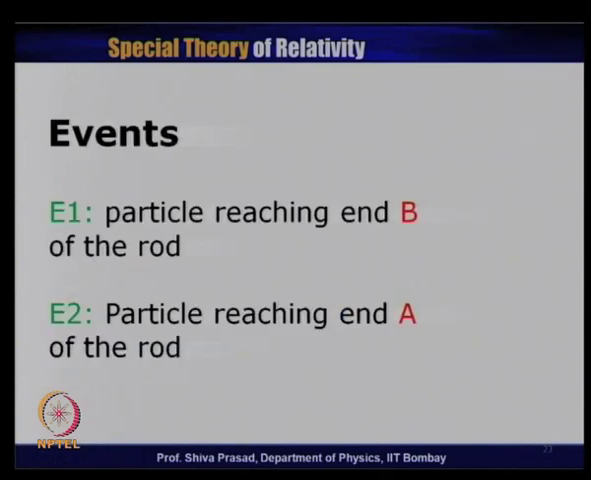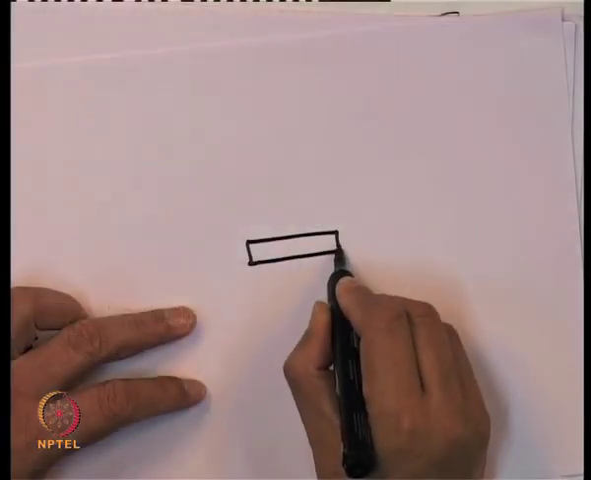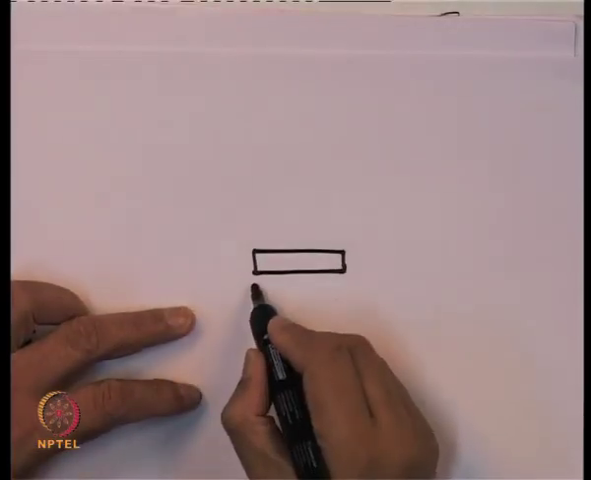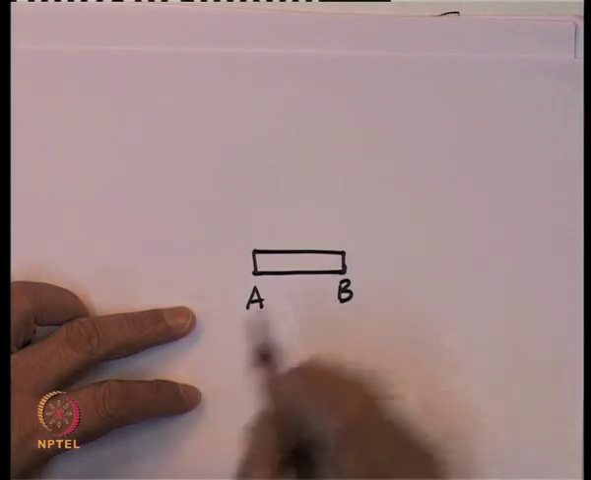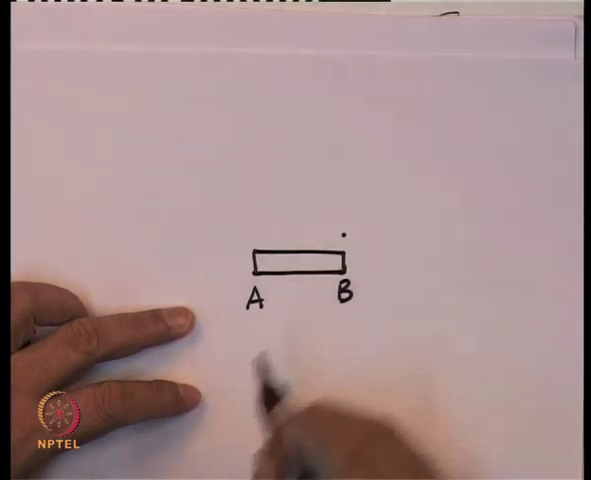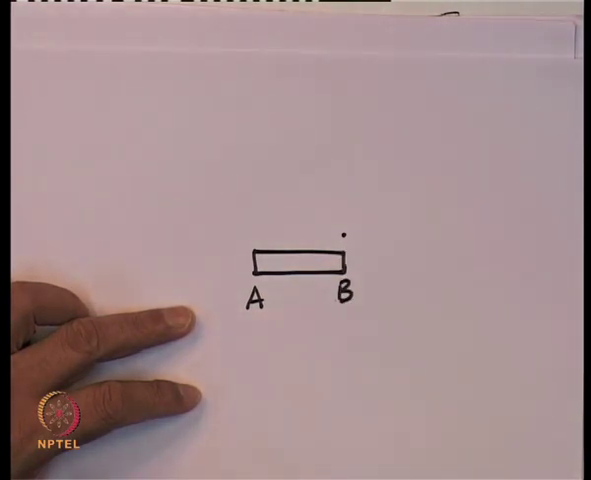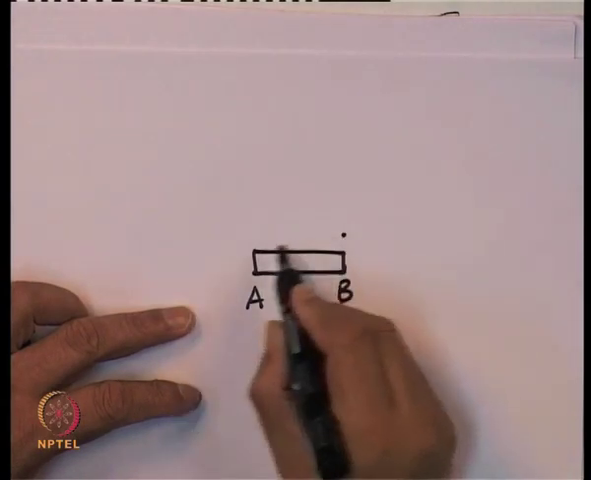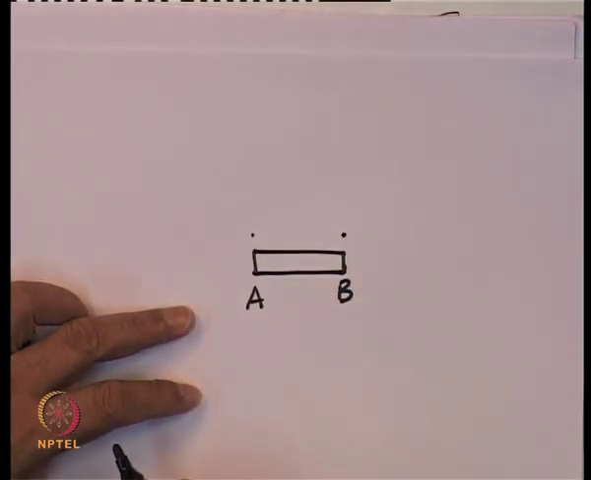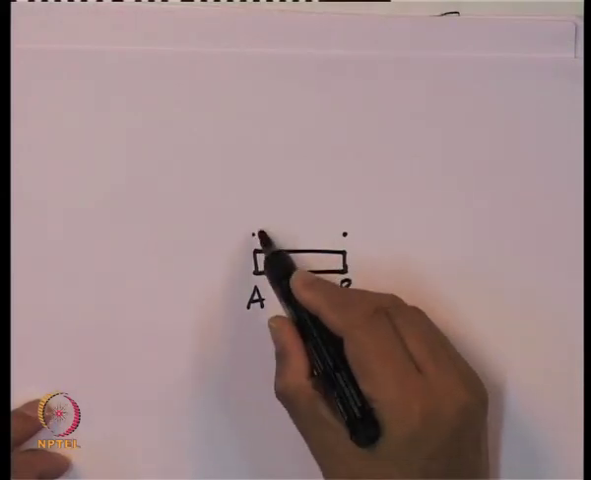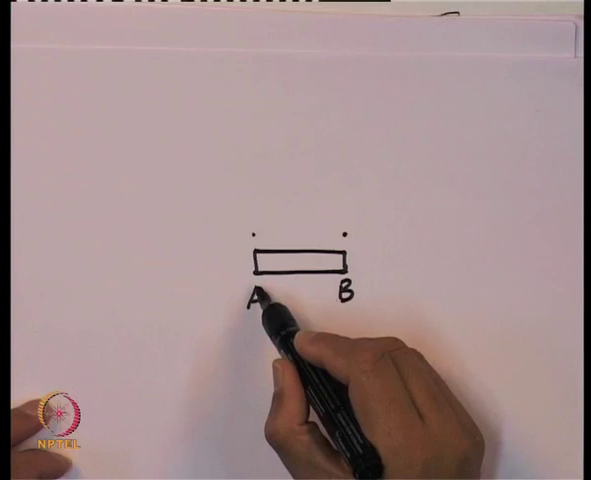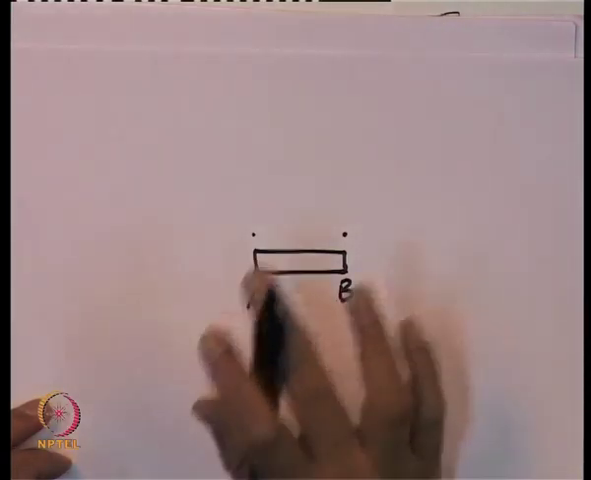Let us define events. We will discuss the observations in different frames of reference a little later, but let us suppose this is my rod AB. I call event number 1 when this particle reaches the B end of the rod. This I am calling event 1. Of course, how different observers will perceive this, we are going to discuss a little later, but the events are defined in this way: the particle reaches end B, and that is event number 1. When this particle reaches end A of the rod, that is event number 2.